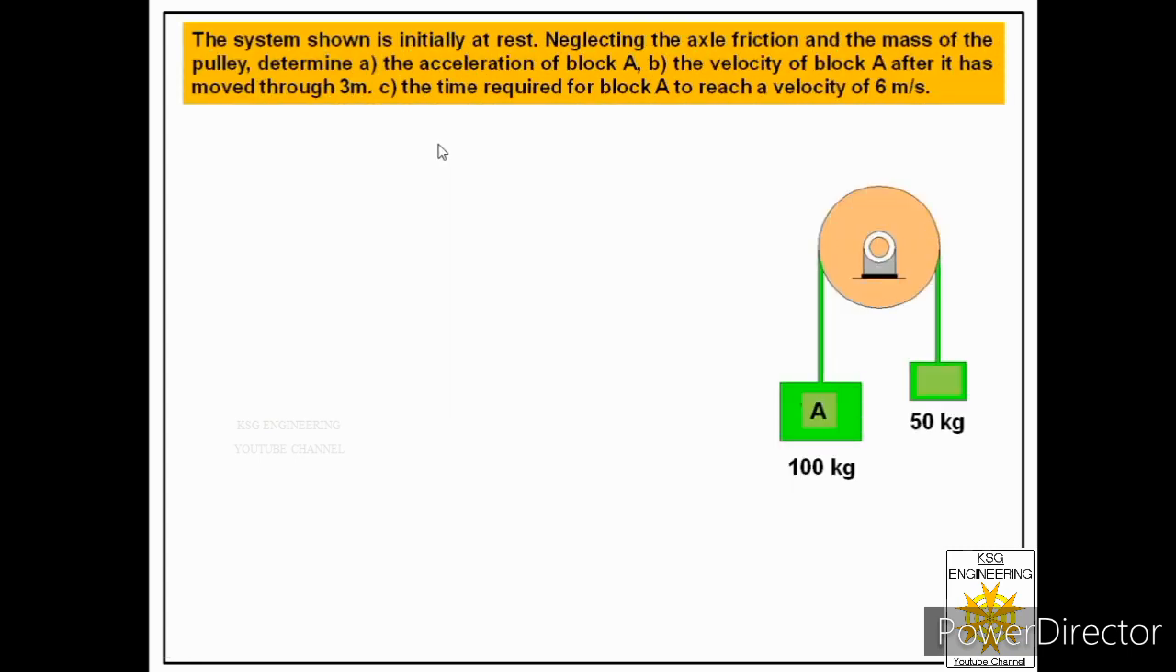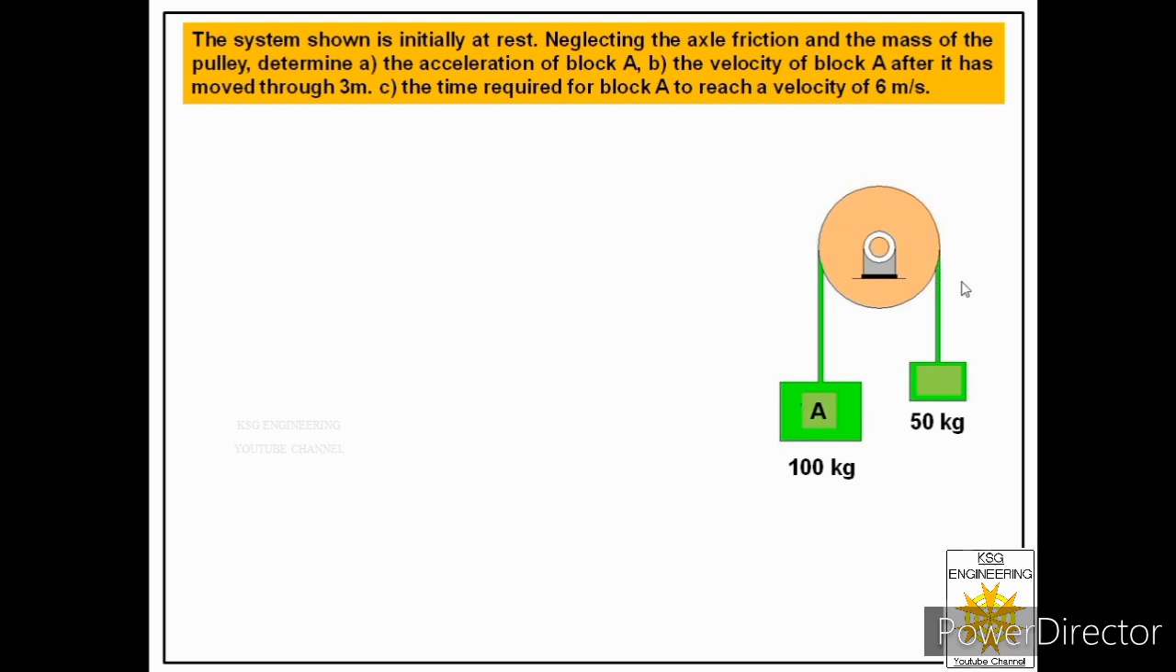So we are given one statement over here. Let us read that statement first. The system shown is initially at rest, neglecting the axial friction and the mass of the pulley. Determine: A part, the acceleration of block A. B part, the velocity of block A after it has moved 3 meters. C part, the time required for block A to reach a velocity of 6 meters per second.